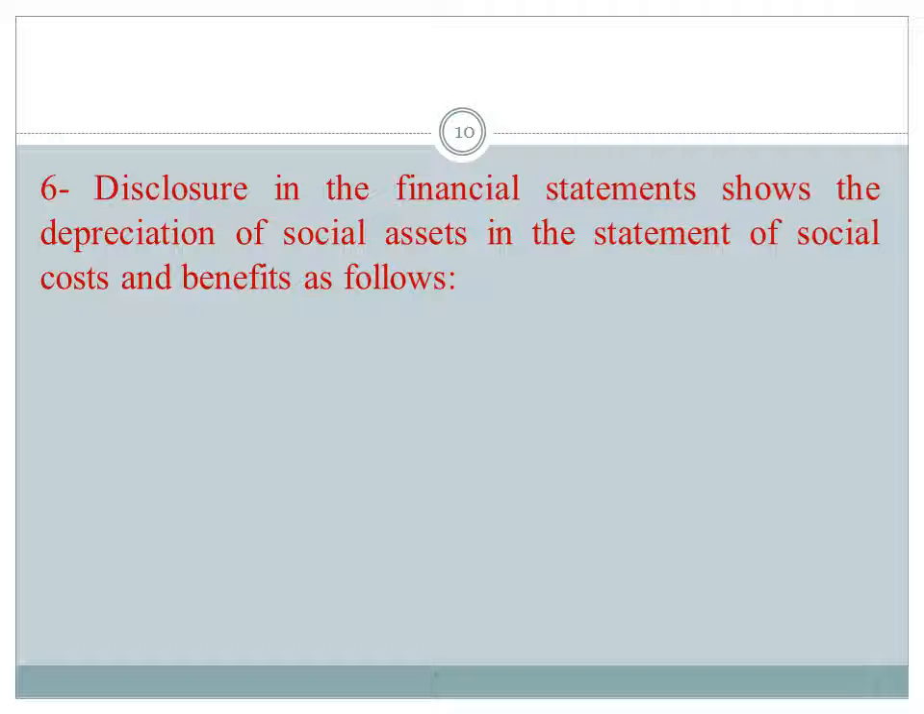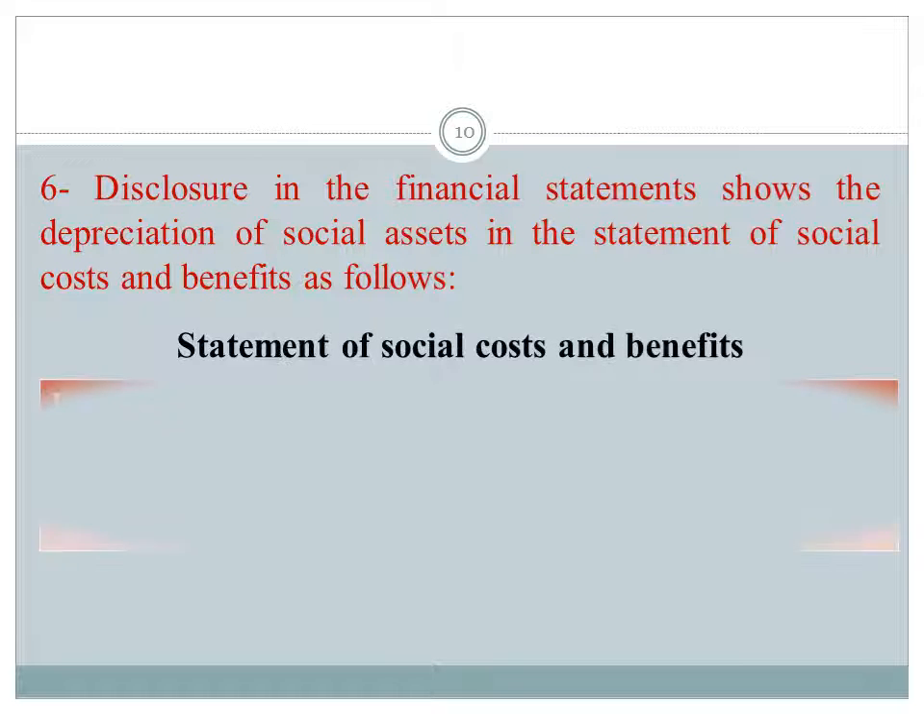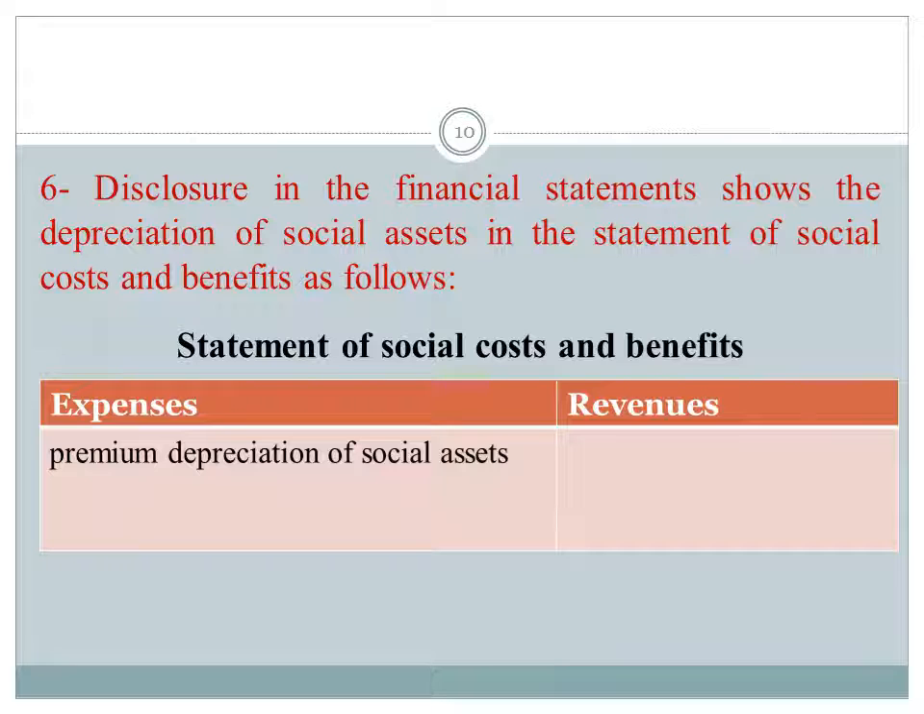6. Disclosure in financial statements shows the depreciation of social assets in the statement of social costs and benefits as an expense. So in the expenses, depreciation of social assets. Revenue may be capital gains, for example.